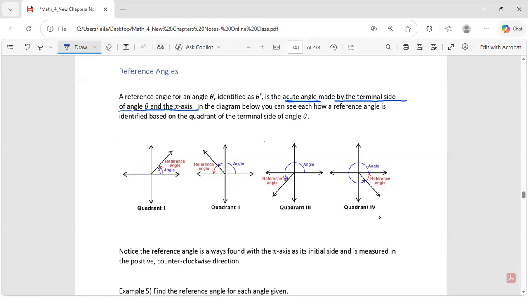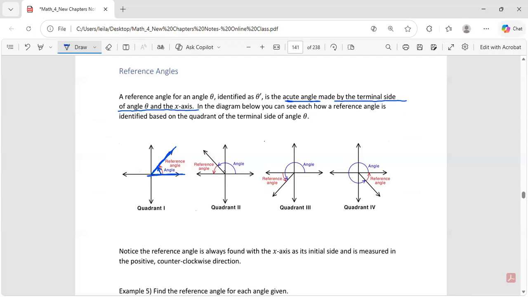Something you need to remember is that the reference angle is always acute, and it's always between the terminal side and the x-axis. If we have an angle in the first quadrant, like this angle, the reference angle is between the terminal side and the x-axis, so that's exactly the same as the angle. For all angles in the first quadrant, the reference angle is the same as the actual angle.